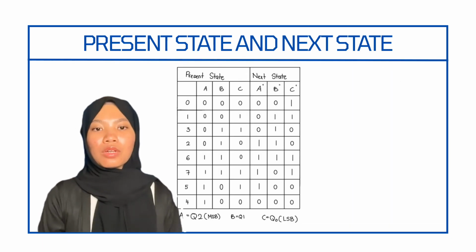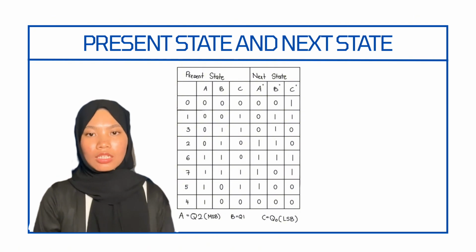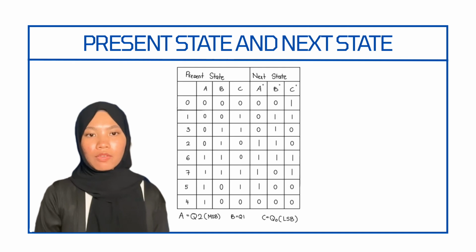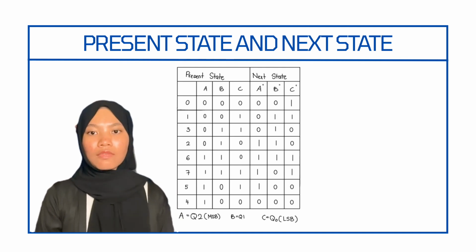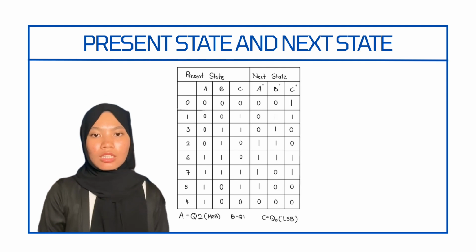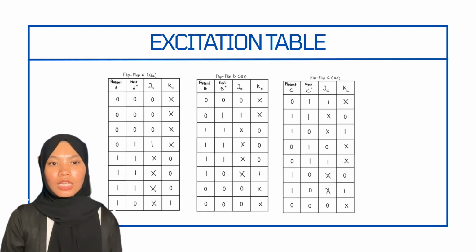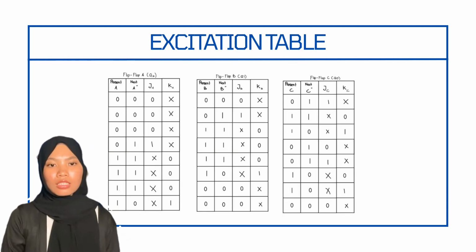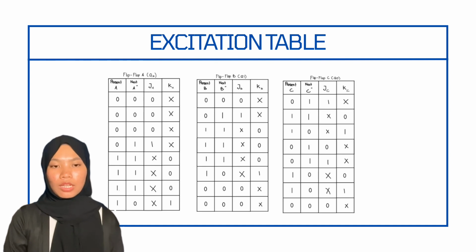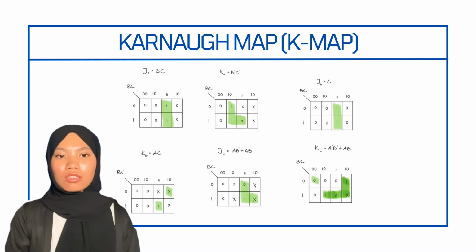Next, to make the sequence functional, a present state and next state transition table was constructed. To determine how the flip-flop should transition from one state to the next, I refer to the standard JK excitation table. By mapping the present states to their required next states, the specific J and K input values, such as 0, 1, and don't care conditions, were extracted for every step of the sequence. Next, we move on to the K-maps.